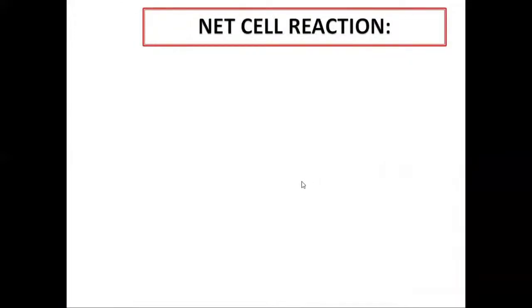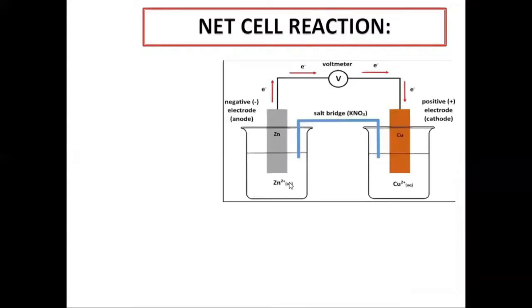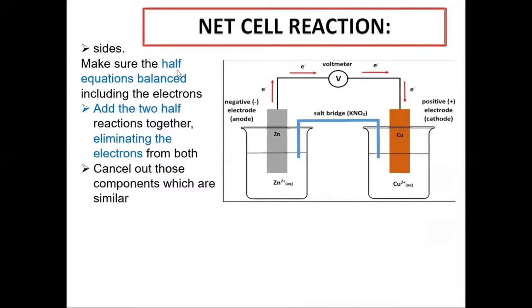All right, net cell reaction. It means that we're going to combine the half equations, and then we see what we're going to form. Make sure the half equations are balanced, including the electrons. I tried to show you on the equation that the electrons must be balanced. Add the two half reactions together, eliminating the electrons from both sides. When you add them, the electrons cancel out, and then you form a full equation.